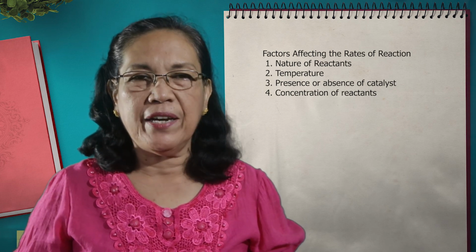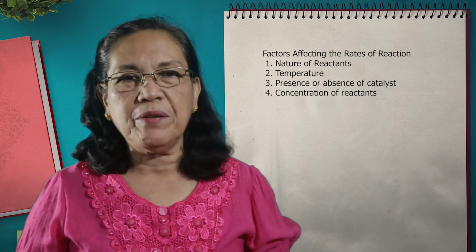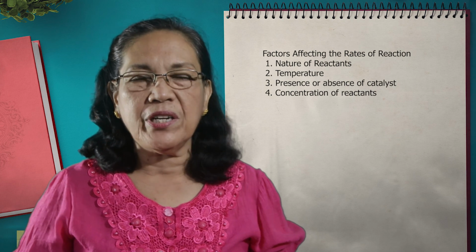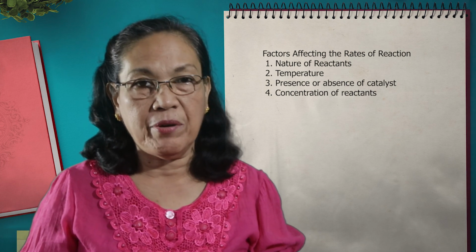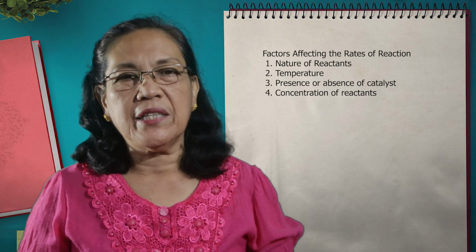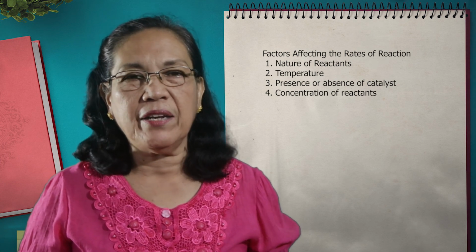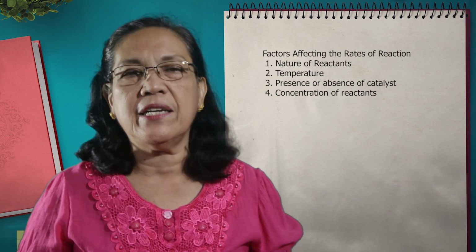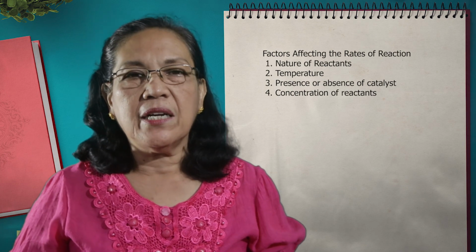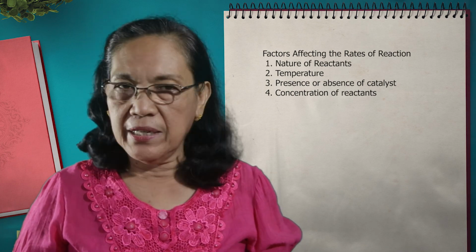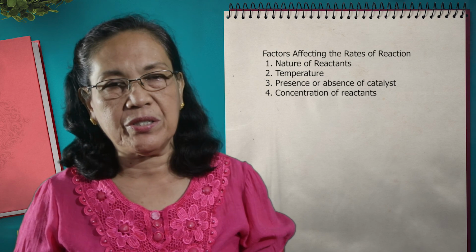A good example here is the reaction between nitrogen and hydrogen forming ammonia gas. We know that nitrogen is a gas reacting with hydrogen, which is also a gas, and the product is ammonia, which is a gas. This is a good example of a homogeneous reaction.